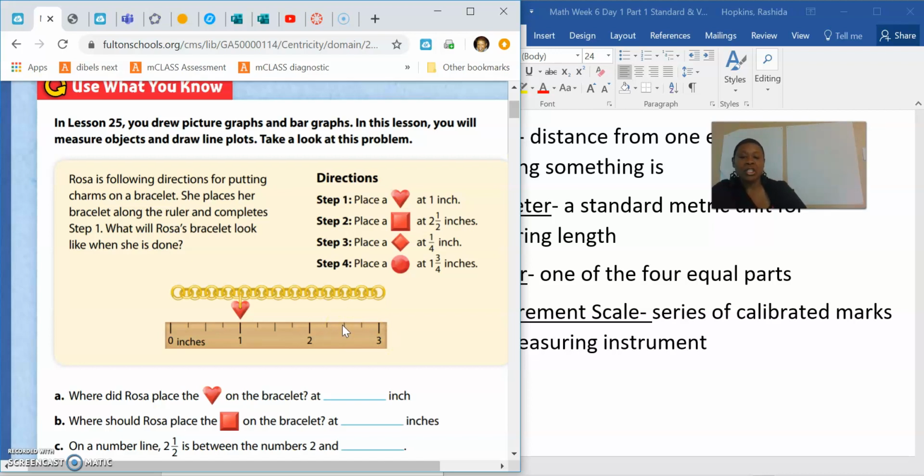Okay? So first, before I jump into step 2, I want to go down here to letter A. Where did Rosa place the heart on the bracelet? Boys and girls, you should have filled in 1.